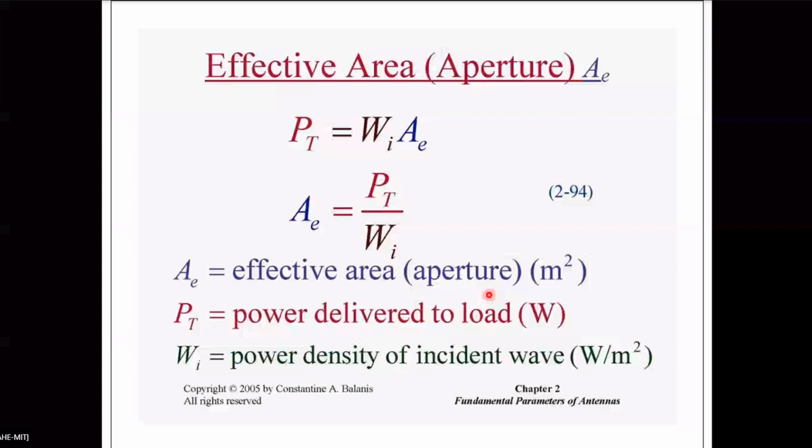Here we are considering the antenna in the receiving mode. Incident power is falling on the antenna, and for this incident wave the power delivered to the load is PT. So when you relate these two, you get an area called effective area or effective aperture, and its dimension is meter square.